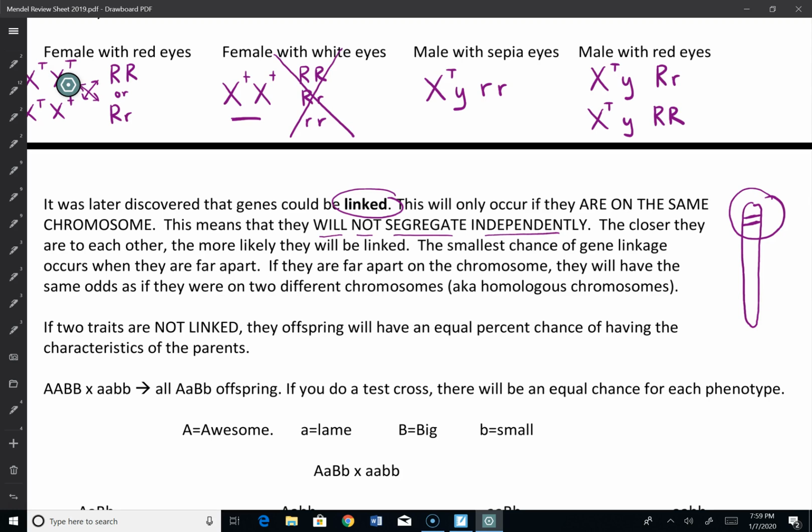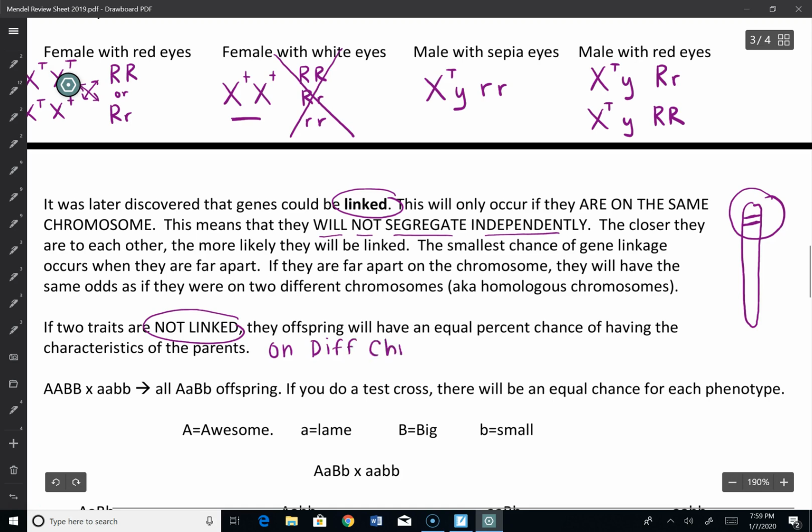But they could, and that's why things get a little annoying. There is a tiny, tiny, tiny chance if the two genes are not piled on top of each other. If two traits are totally not linked at all, that means they're on different chromosomes. So, for example, in humans, hair color and eye color are not linked. So you have an equal chance of getting a kid with brown eyes or blue eyes or blonde hair or brown hair, depending, as long as the possibility is there in the family.